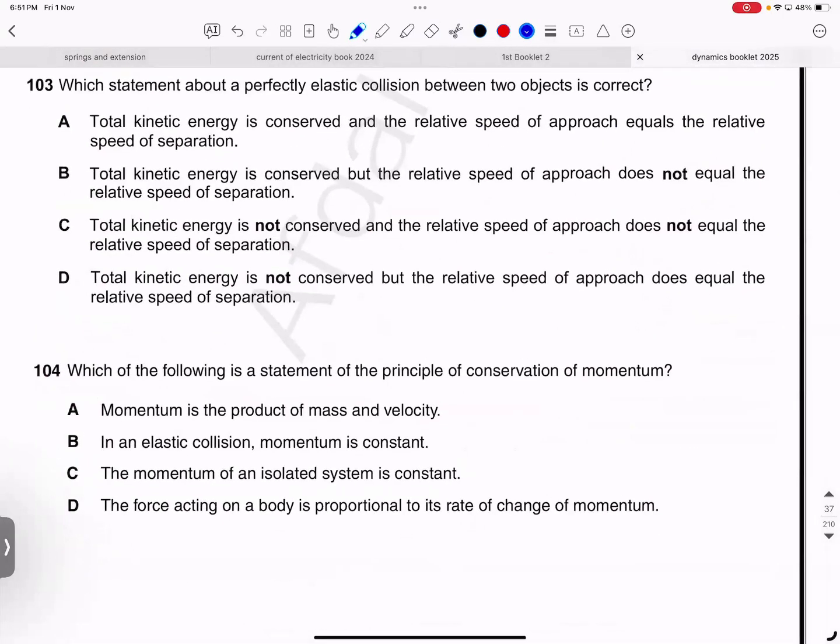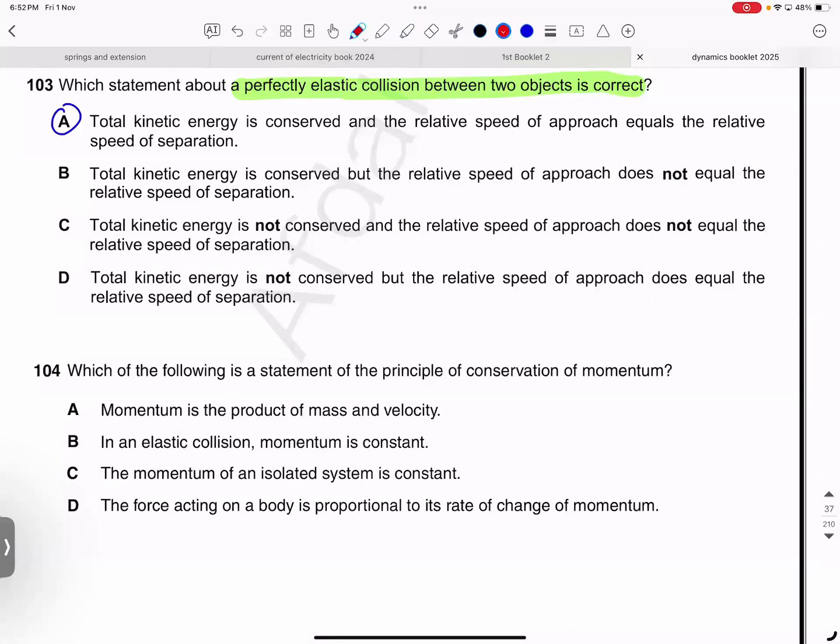Okay, which statement about perfectly elastic collision is correct? Before you choose anything, decide in your brain 2 points. Number 1, total kinetic energy is conserved. Number 2, relative speed of approach is equal to relative speed of separation. Total kinetic energy is conserved? Yes. Relative speed of approach is equal to relative speed of separation. How about this sentence? It's a perfect sentence.